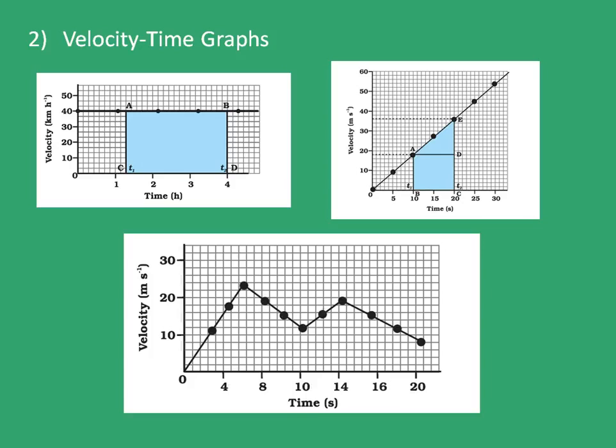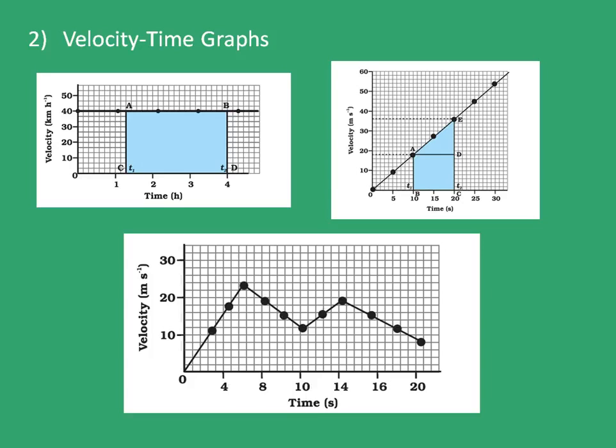So what information can we find out from velocity time graphs? The first information that you can find out from velocity time graphs is whether the velocity is constant or changing with respect to time. So in this first example, the velocity is constant. In the second example, it is continuously increasing with a constant acceleration. And in the third example, it is variable with different accelerations at different intervals of time.